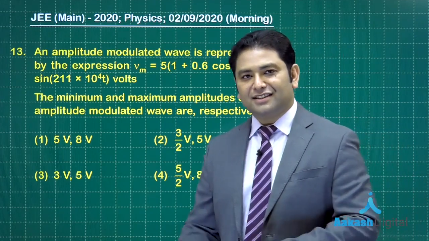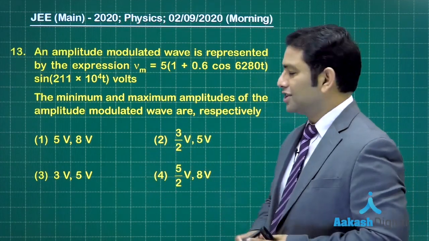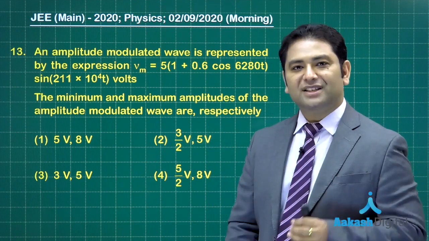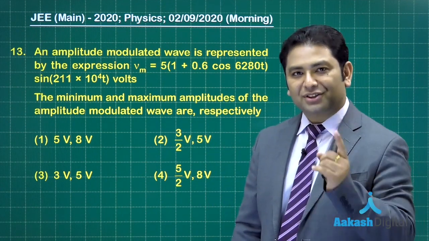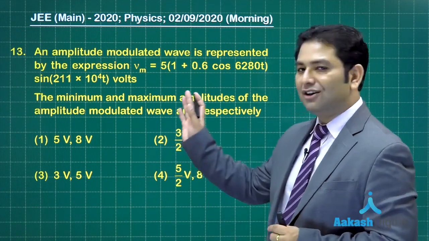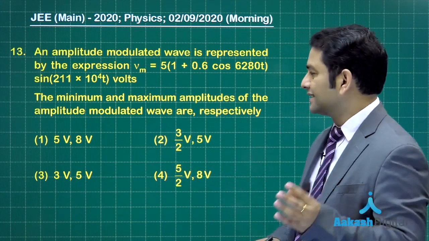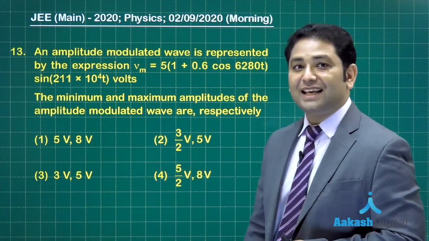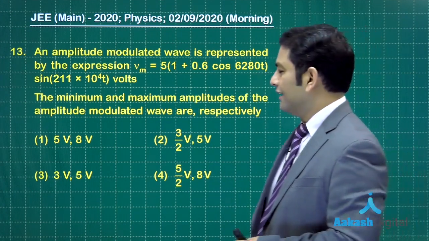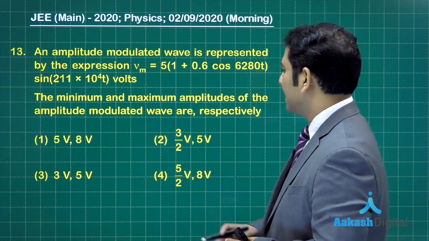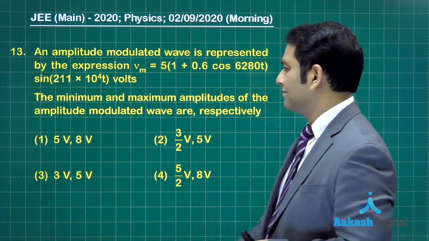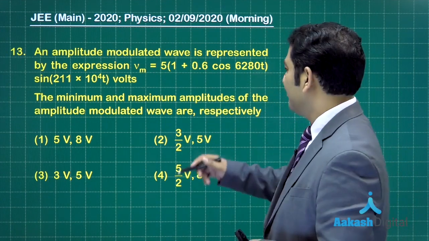Question number 13. This is another one brought from the topic, the syllabus of which is present only in JEE Main and not in JEE Advanced. Principle of Communication. Very straightforward one, the question is. But let's say this is the equation of the AM wave, and on the basis of this, we need to calculate the minimum and maximum amplitudes of this AM wave.